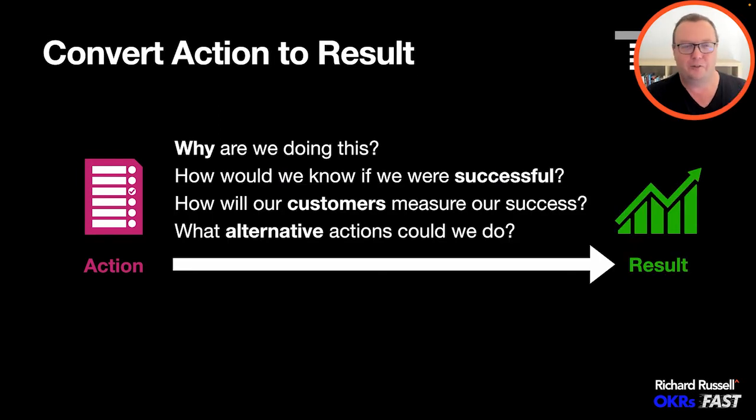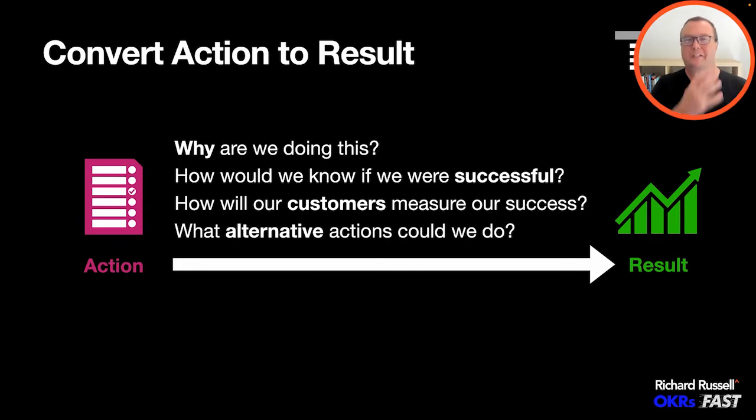Convert action to result. If there's a series of actions that I want to write, and I'm inclined to write my key results as actions, think about why we are doing this. What's the purpose of this action? How would we know if we were successful? Often with actions, it would be something like I had before: launch this product. What does the successful product look like? Let's write the result about what results a successful product launch would create. How will our customers measure our success? Customers usually don't care about whether you have a web page or not.